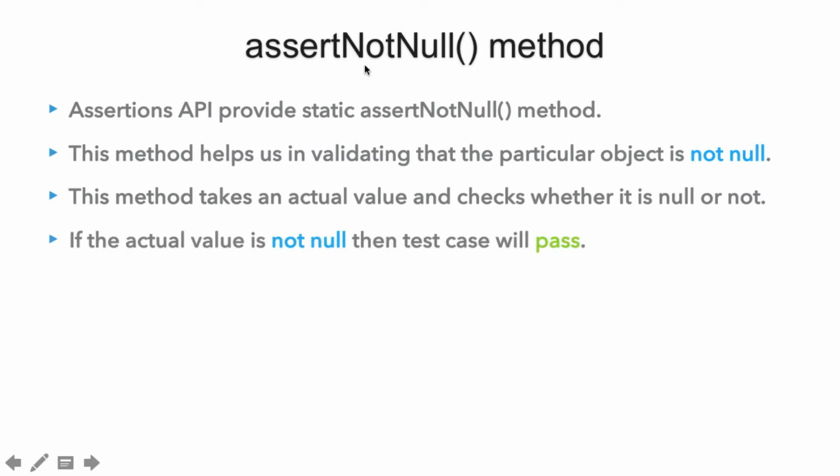So if the value provided is actually not null, then the test case will pass. Based on the name of the method, you can think that if we are passing any value to this method and we are asserting that it's not null, then our test case will pass. And if the value provided is null, then the test case will fail. So it is very much the opposite of the assert null method, which we saw in our previous lectures.